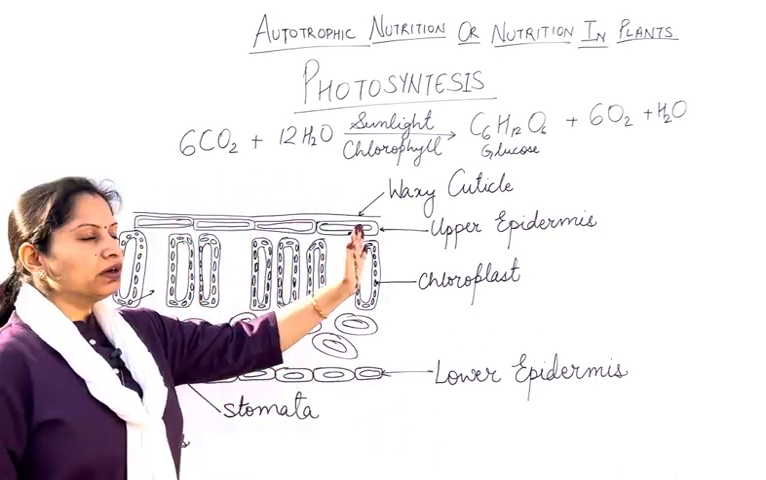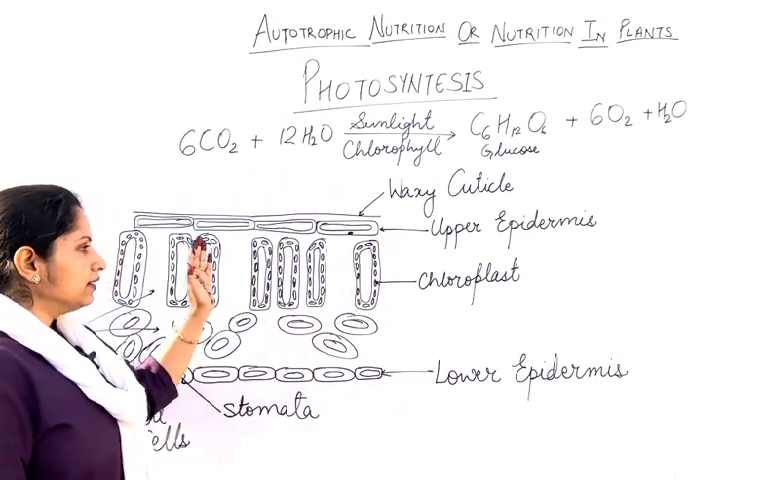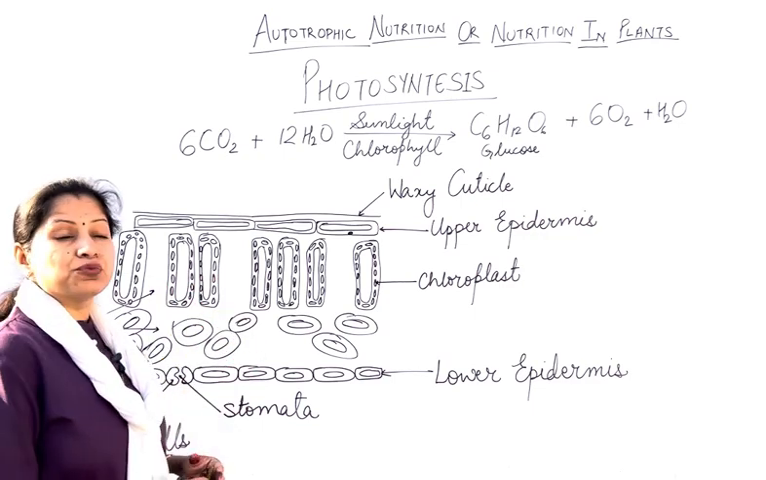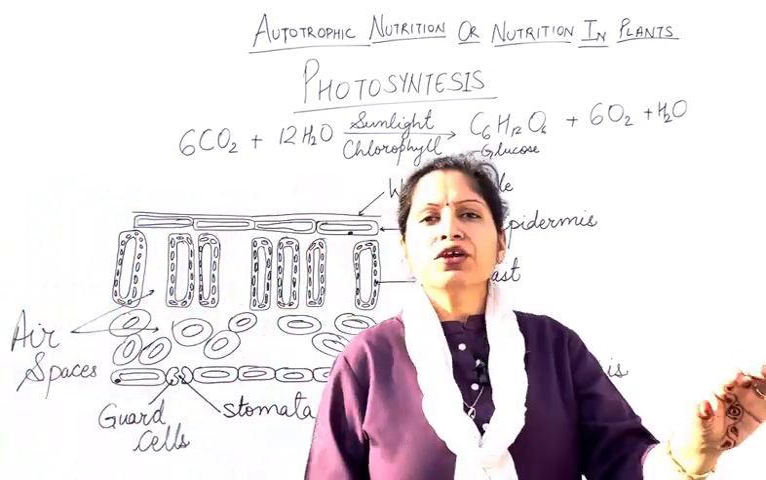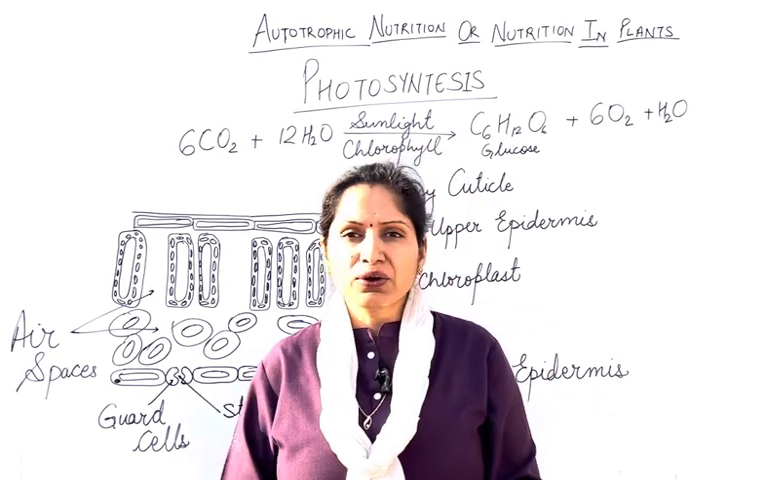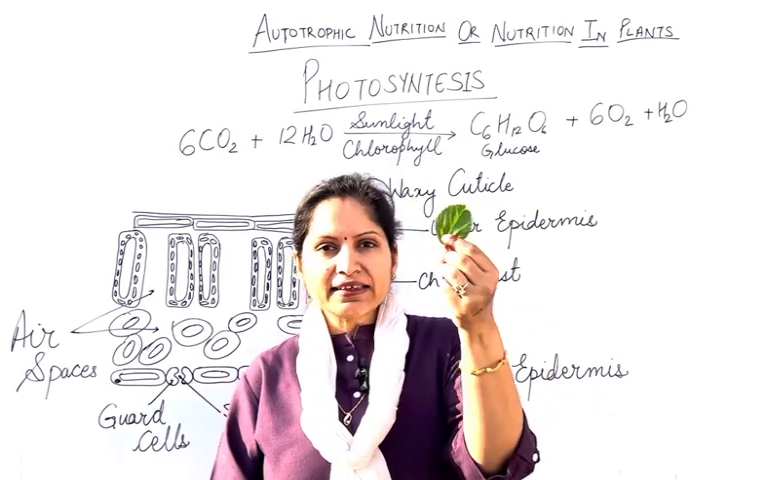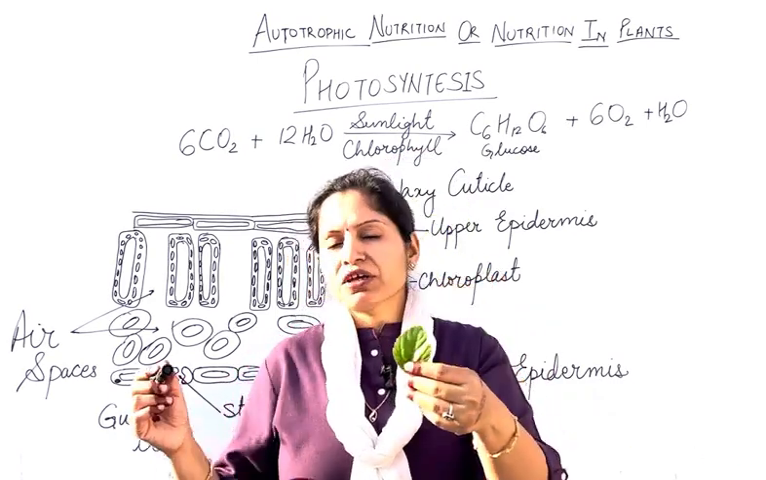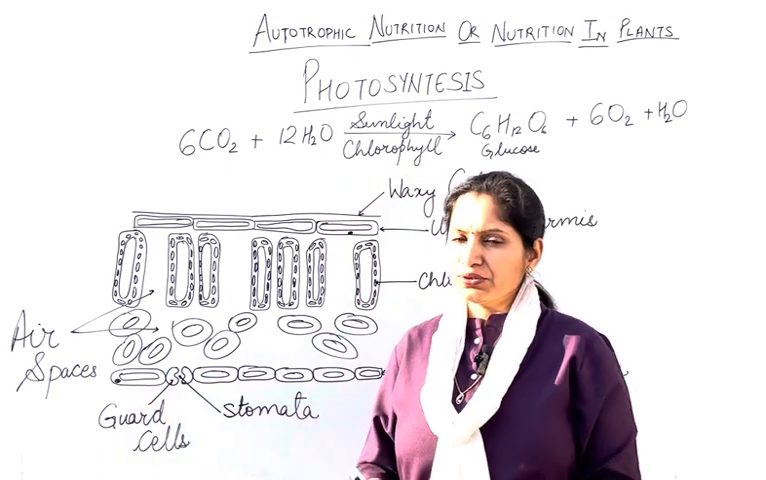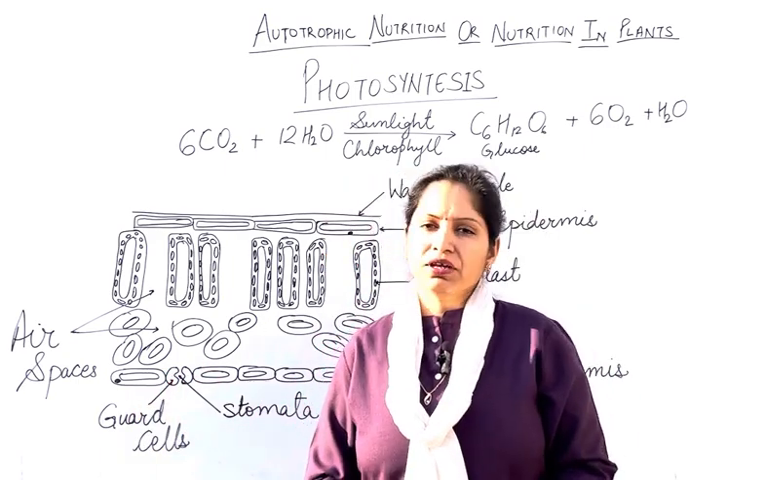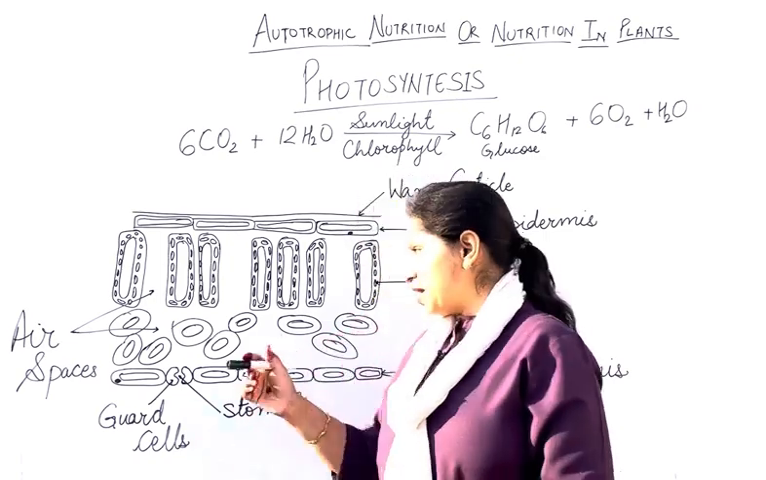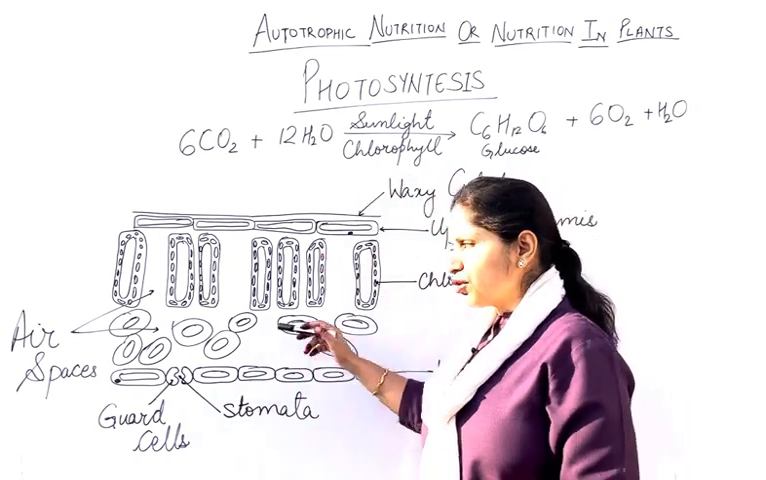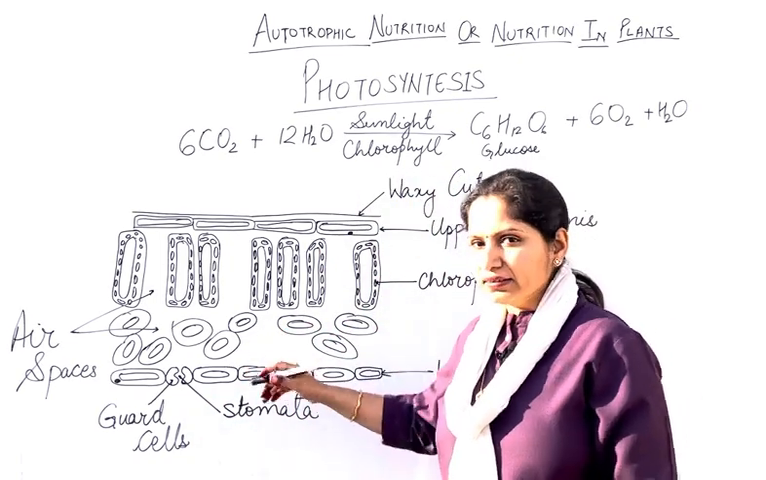Then there is the upper epidermis. Then there is a layer of cells which have the chloroplast. This chloroplast is very important because it has the chlorophyll that gives a green color to the leaves. Because of the presence of this chloroplast, there is green color, as the pigment chlorophyll is present inside these chloroplasts. Then there are a lot of air spaces inside the leaf.